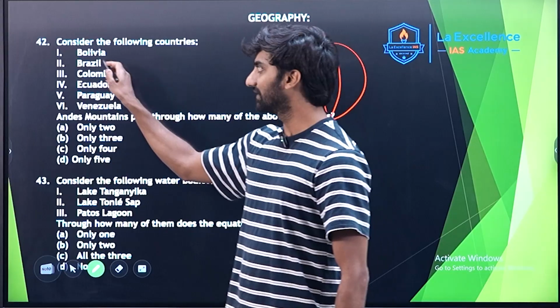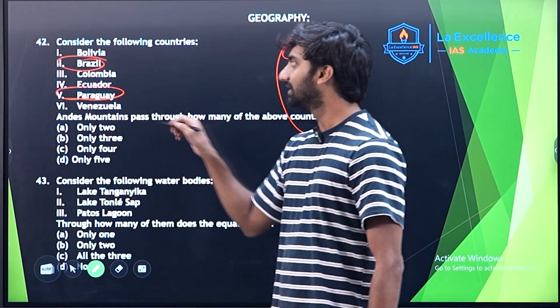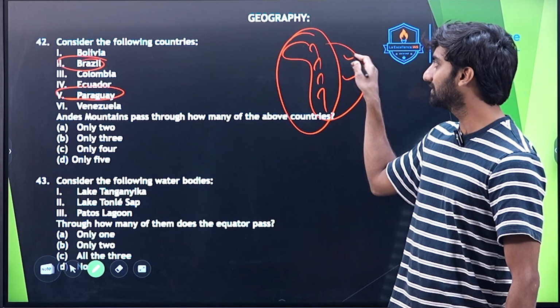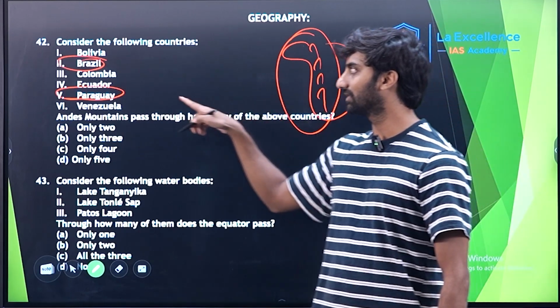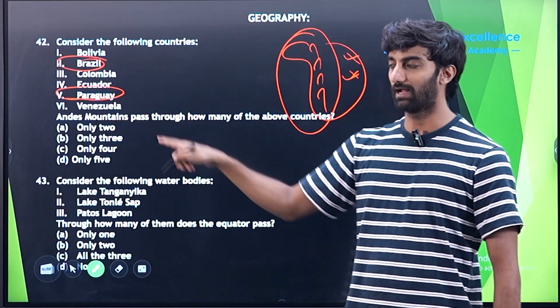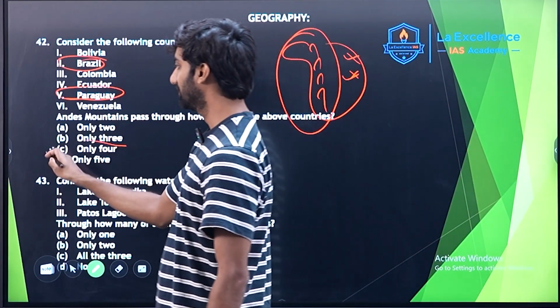Amongst these countries, we have two countries, Brazil and Paraguay. So Brazil and Paraguay are located relatively interior of the continent of South America. So these will not be part of Andes Mountains. Remaining four, Bolivia, Colombia, Ecuador and Venezuela are part of Andes Mountains. So answer will be only 4.